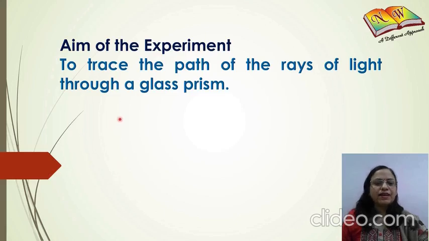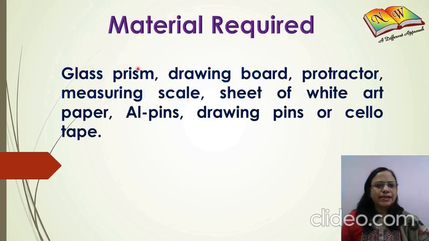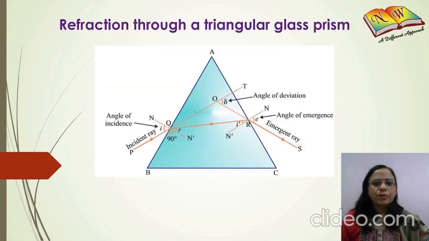In this experiment, we are going to trace the path of the rays of light through a triangular glass prism. The material required is a glass prism, a drawing board, protractor, a measuring scale, a sheet of white art paper, drawing pins, and sellotape.